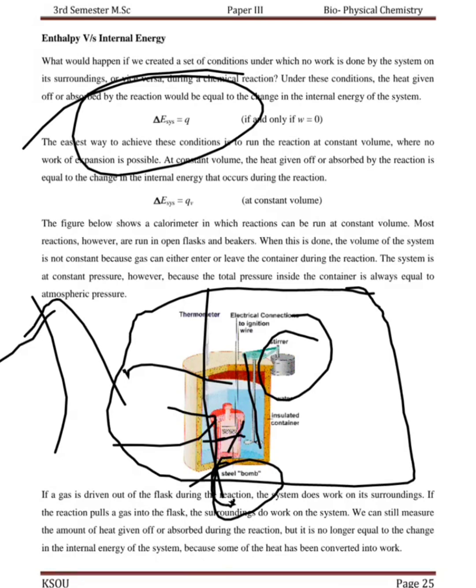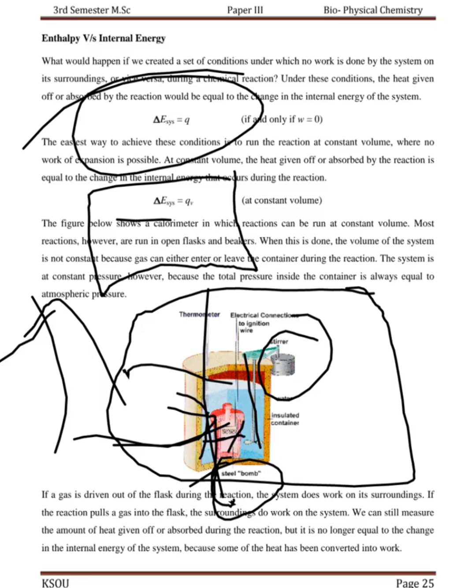So here we are just increasing the volume of the reaction, not the concentration; the volume we are going to increase. The heat given off or absorbed by the reaction can be seen in the system, and that can be denoted as delta E. Delta E is the system's internal energy. E represents the internal energy, that is E system, the system's internal energy.